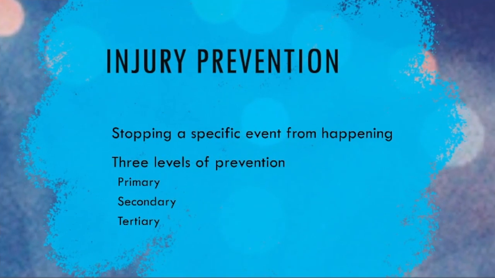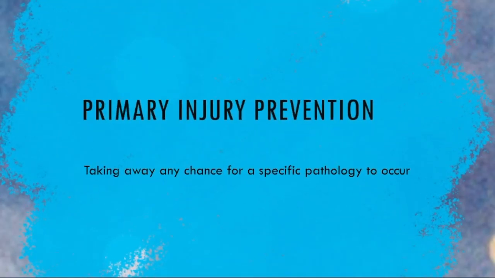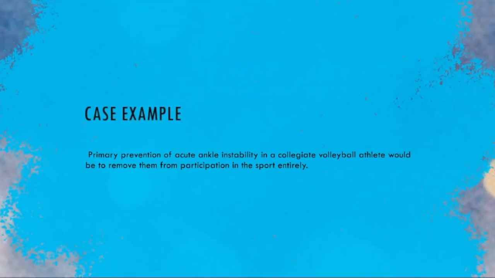Injury prevention. Prevention is stopping a specific event from happening. There are 3 levels of prevention: primary, secondary, and tertiary. Primary is taking away the chance for a specific pathology to occur. So in our case example, that would be removing the patient from the sport of volleyball entirely, because then they cannot develop chronic ankle instability from volleyball.